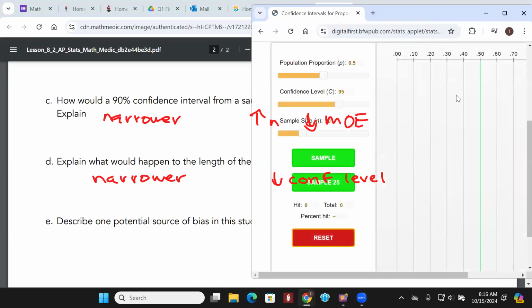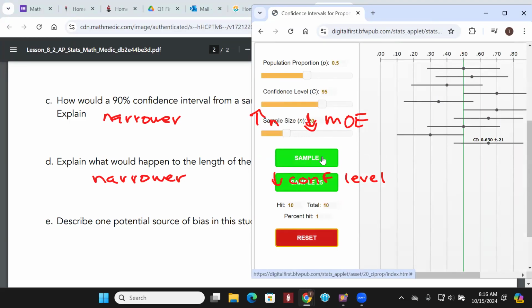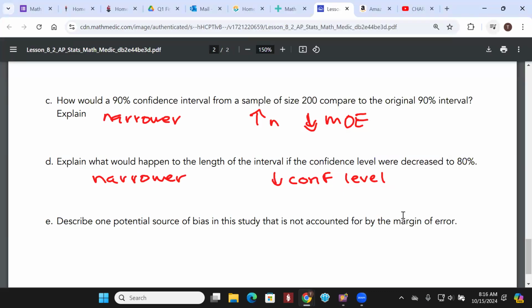So looking back at, just say skinny. Skinny. All right. So if we had this and then we went back down to 80, it went from being super wide to skinny. So we would decrease the margin of error. Margin of error and confidence level go hand in hand. You increase it, margin of error goes up. You decrease it, margin of error goes down. Okay?